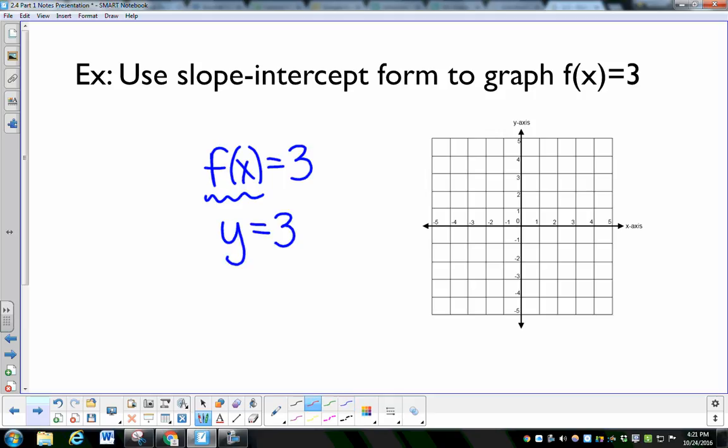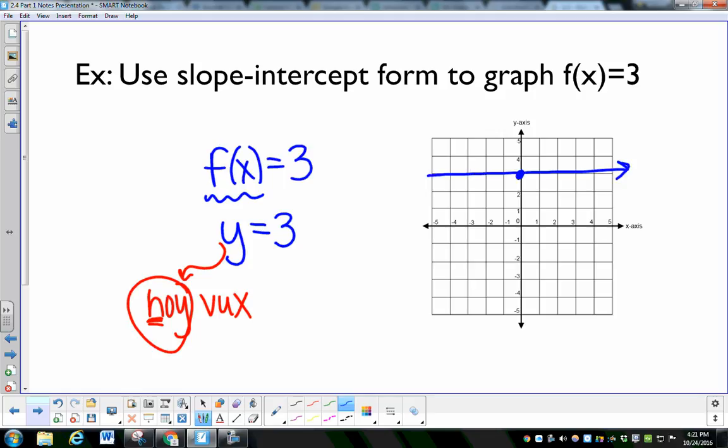So if you go back and think about HOI, VUX, when you see the y equals, you know it's in this part of HOI, VUX. So this is a horizontal line. I knew it was in HOI because of the y. So a horizontal line, the slope is 0, y equals 3. So I'm going to go up to 3 on my y-axis, and I'm just going to draw a horizontal line right through that. That's it. It's really simple. You just have to remember to keep it straight.